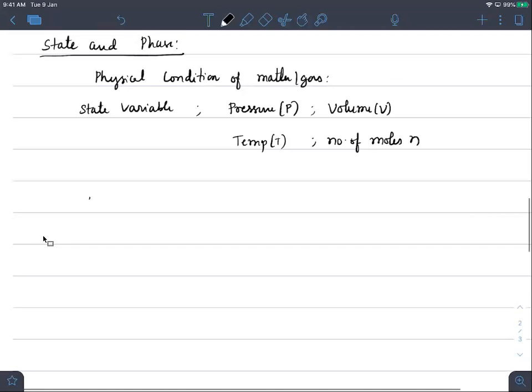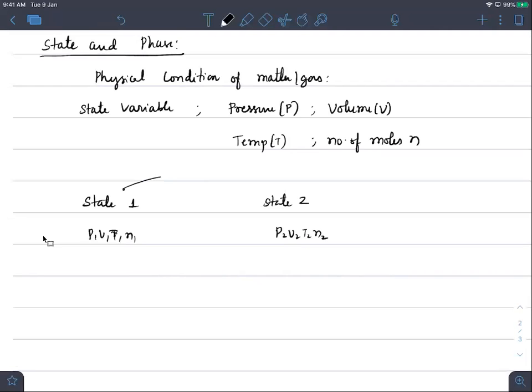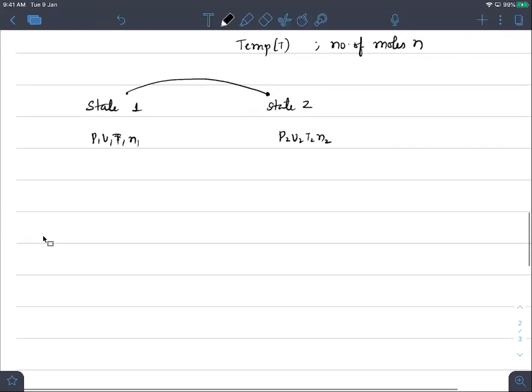And a state can always be changed from one state to the other state. State 1 to state 2, like P1, V1, T1, N1 to P2, V2, T2, N2. Like that, we can change the gaseous state from one state to the other state. Let me just brief you about these terms here.